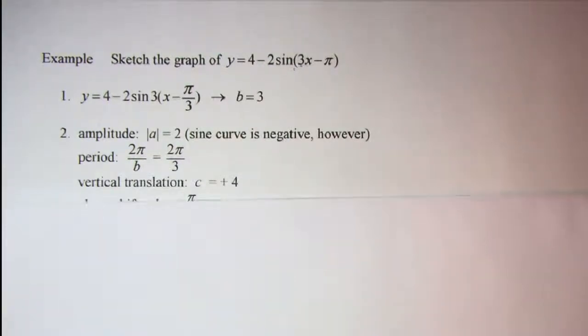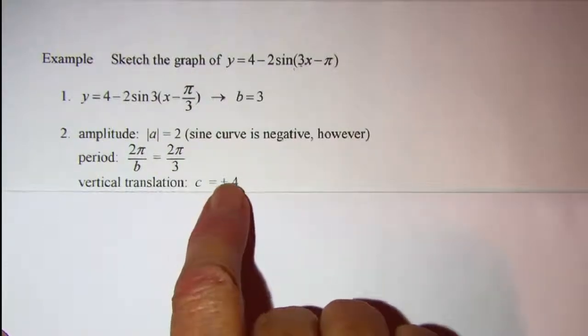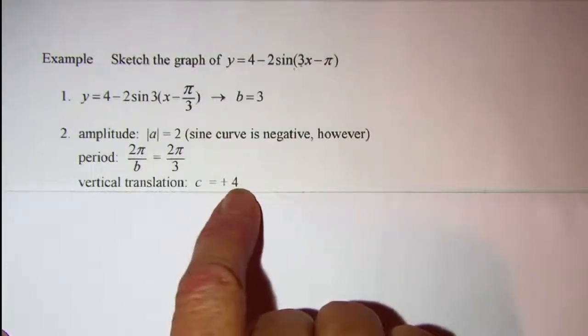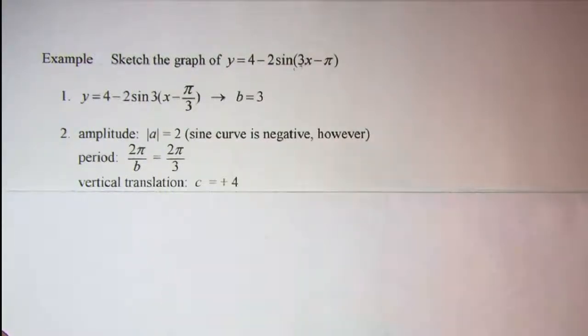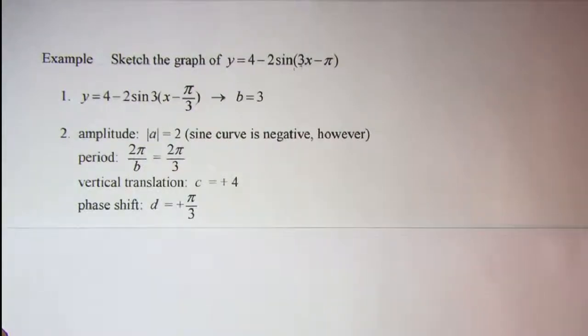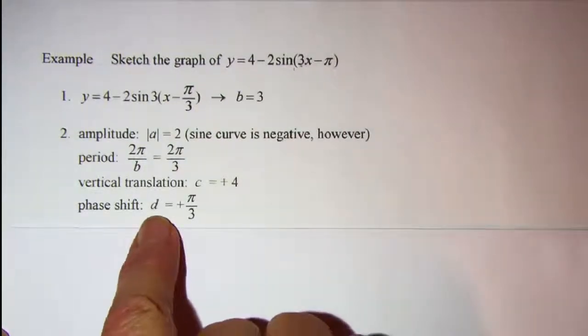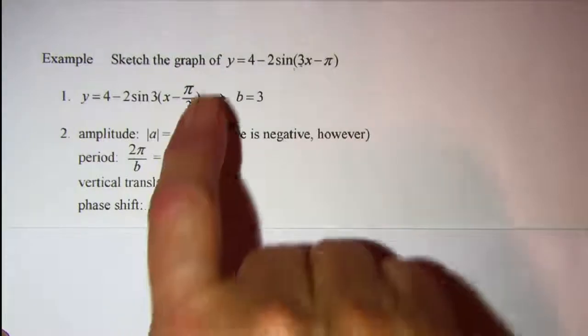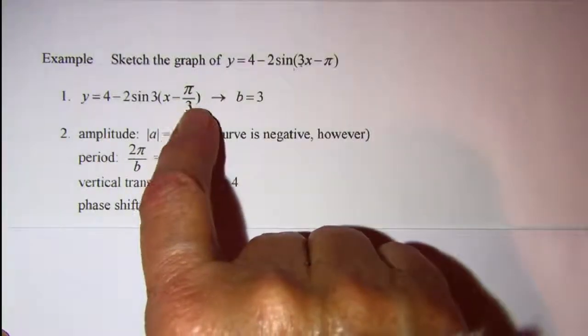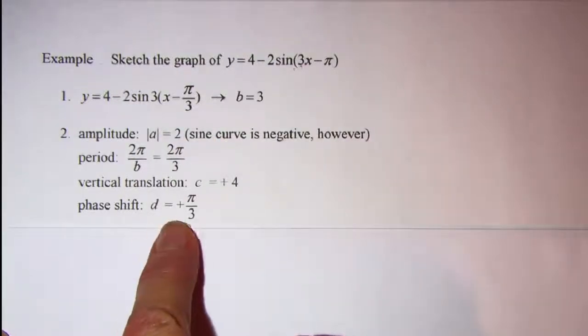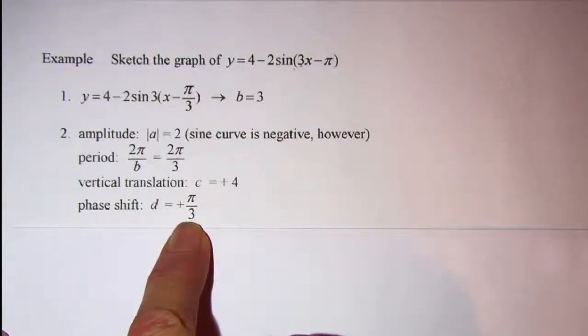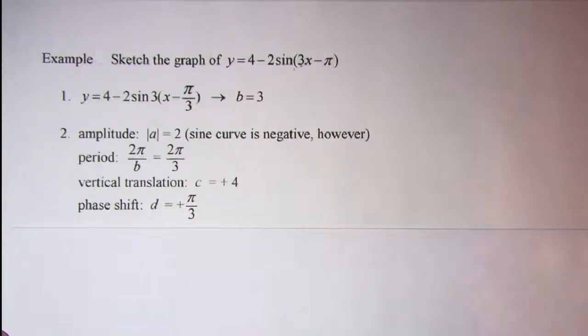Our vertical translation means that we're going to move our whole graph up 4, so plus 4. This means our center line is going to be at 4. And then our phase shift is the d value, and this is what we needed to get correct when we factored out our b value. Our phase shift is pi over 3 to the right, so positive pi over 3.